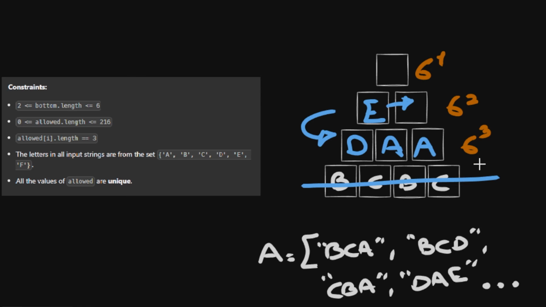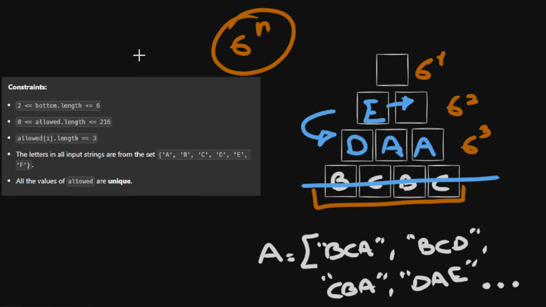So time complexity here is roughly 6 to the power of n, where n is the length of bottom. And given that n is smaller or equal to 6, 6 to the power of 6 is a number that we can handle. So this is the time complexity for this approach.